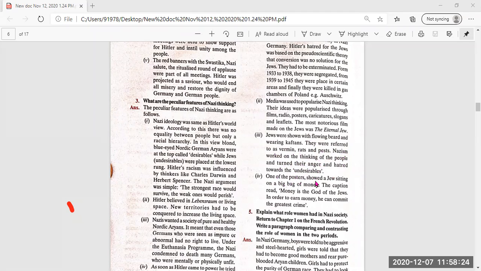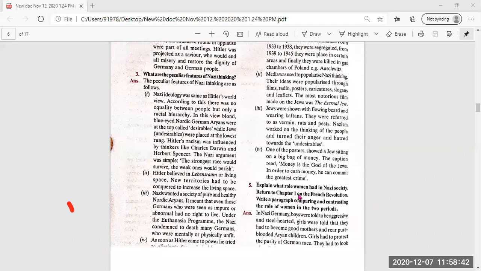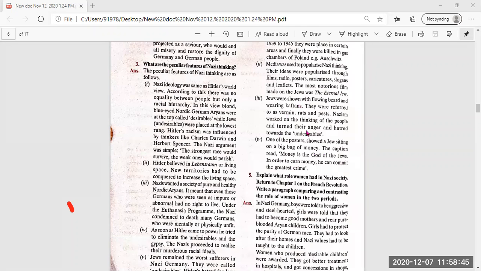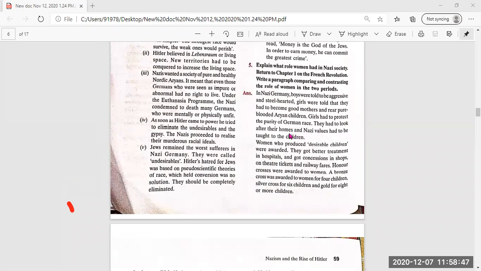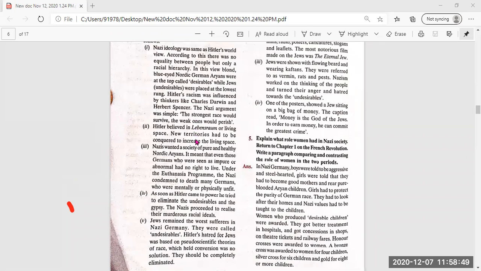One of the posters showed a Jew sitting on a big bag of money, and the caption read, "Money is the God for Jews." According to them, the Jews used to take more money. They used to lend money, but when people paid it back, they had to pay more, and that is why this was the condition of Jews at that time. So till here only today.